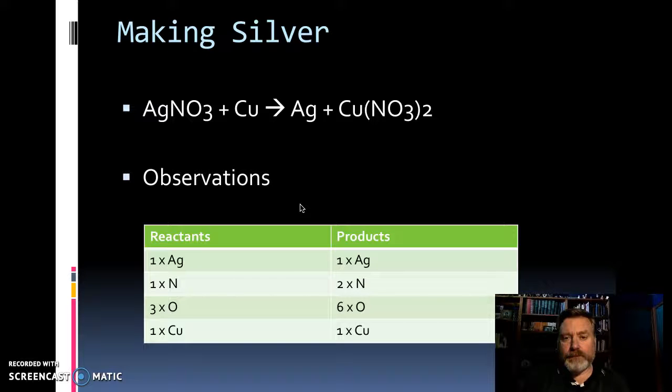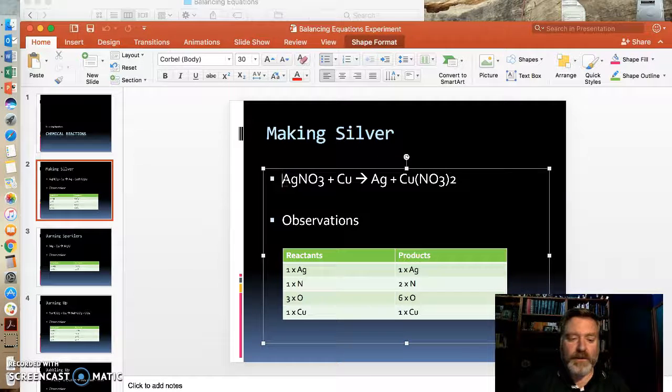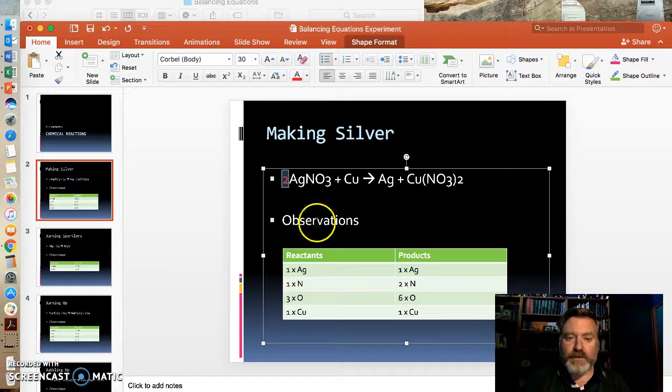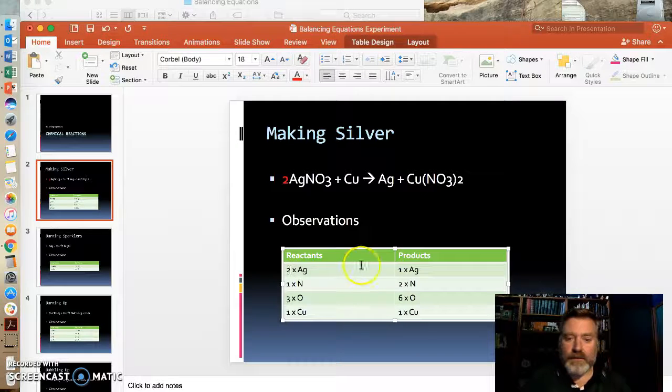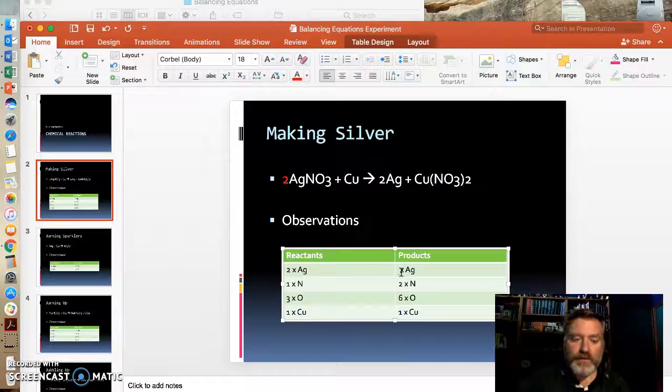How can I go about balancing this out? Well, if I put a 2, I can read this now. If I put a 2 in there, I'll just make adjustments as we go. 2 there, I'll make it red. That'll give me 2 nitrates, which is a bit of a win for my nitrogen and oxygen problem. But it gives me another problem, doesn't it? I've got 2 here. So I can put a 2 there, and that would take care of my silver problem.